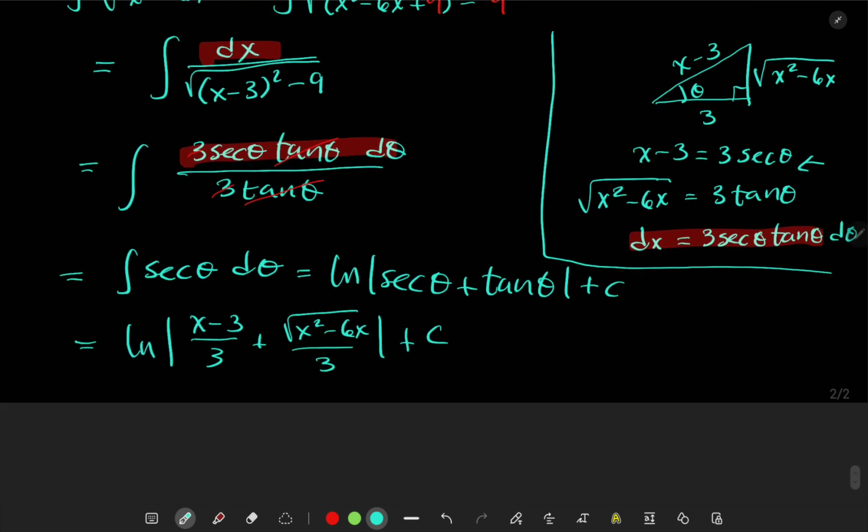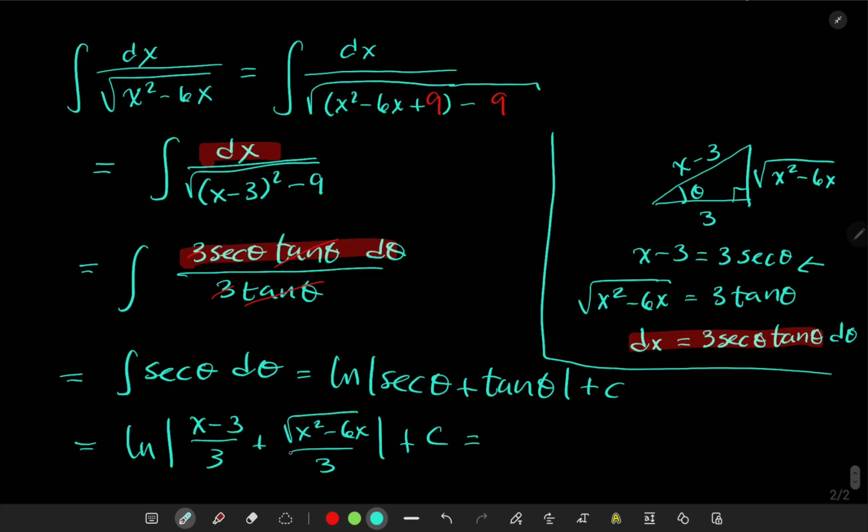And then this one, you get to simplify a little bit because there's a 1/3 common factor. So you can just say natural log of, if you want. This was already pretty nice. But the 1/3 common factor can go away: x minus 3 plus the root of x squared minus 6x, plus c. And that's that. That's what we get.